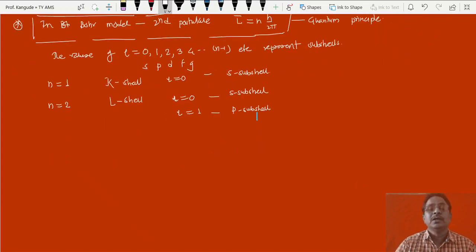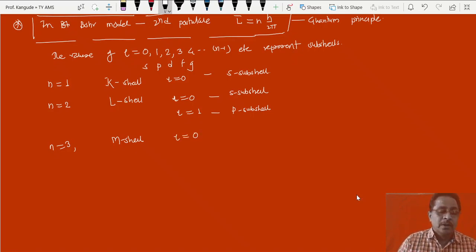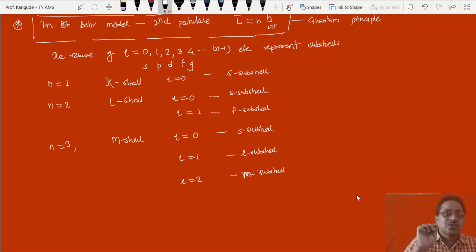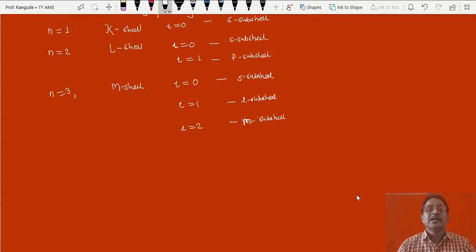And the third one, when we go for n equal to 3, the third orbit, this is called the M shell. And here also I can have three combinations: l equal to 0, then l equal to 1, and l equal to 2, and hence this is the s subshell, then this is the p subshell, and this is the d subshell. So the concept of shell and subshell is to be understood. Shells come directly from the principal quantum number, and subshells are taken from the value of the orbital angular quantum number l. Depending upon l equal to 0, 1, 2, 3, etc., these are called the s subshell, p subshell, d subshell, and like that. Sorry, this is not m, this is the d subshell. I correct this.